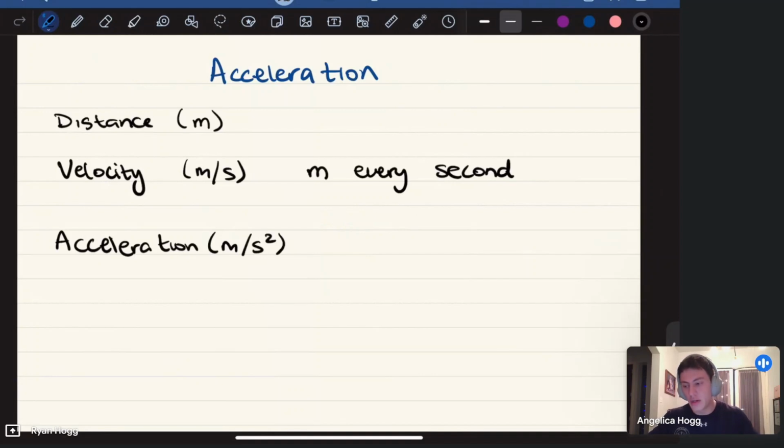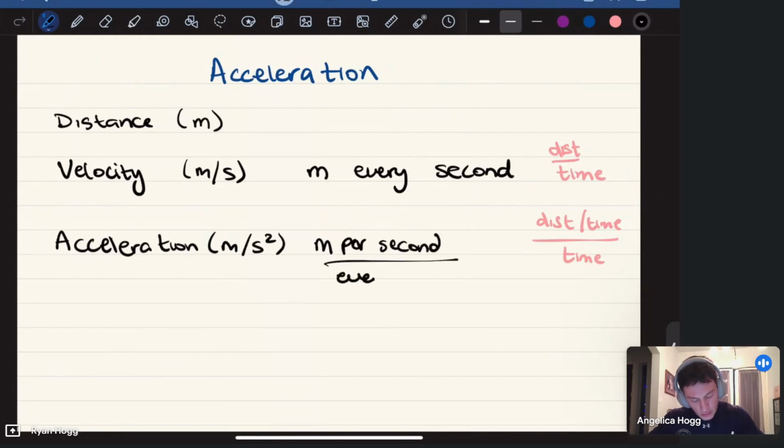And so what we're looking at now is instead of every distance per time, we're going to look at distance per time over another period of time. And to put that in example form, that would be meters per second every second. If that's a little bit confusing, don't worry. I'm going to show you a table in a second that helps explain it a little bit better.